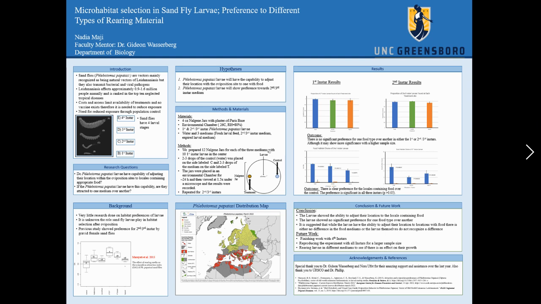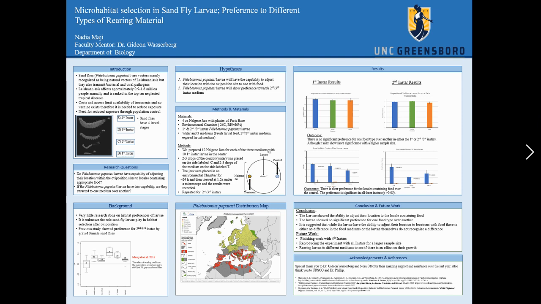For our materials, we used 4-ounce Nalgene jars with plaster-of-Paris base, an environmental chamber, first and second, third instar Phlebotomus papatasi larvae, water as the control, and the 3 mediums of choice, which included fresh larval feed, second, third instar medium, and along with expired larval medium.